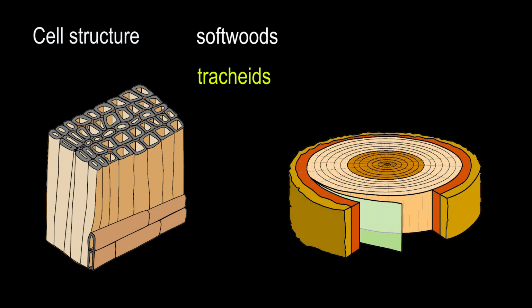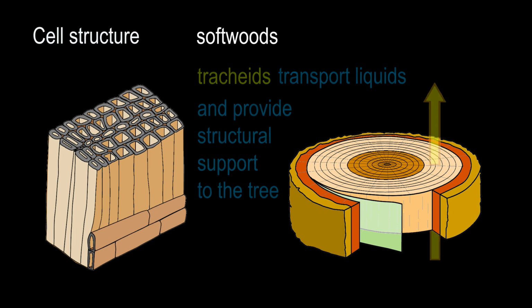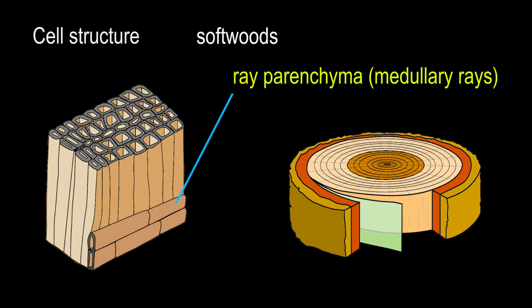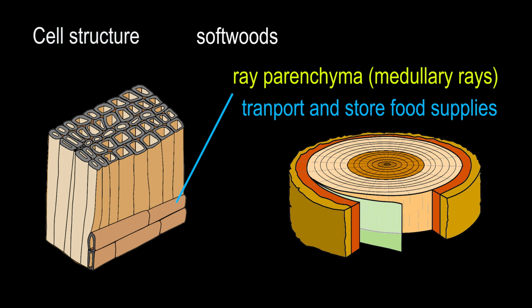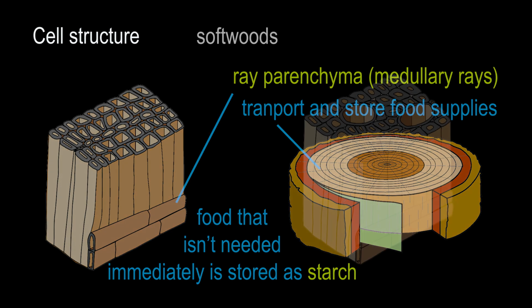Tracheids perform two functions. They transport liquids from the roots to the leaves, and also provide structural support to the tree. The ray parenchyma, or medullary rays, are used to transport and store food supplies. They radiate from the center of the tree towards the bark. Food that isn't needed immediately for growing is stored in the ray cells in the form of starch.